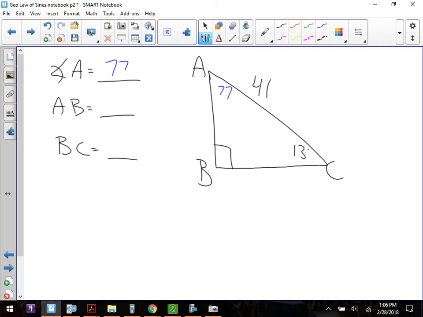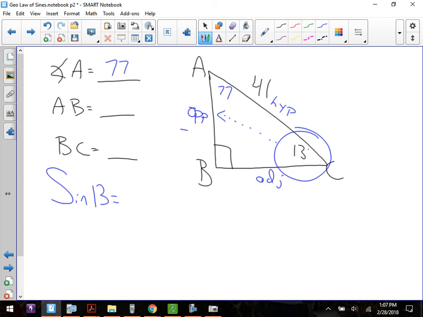Okay. So then I go back to what we know. Circle the angle that you're given. That side there is mine. 41 is mine. Process of elimination. So if I'm going to find my opposite first, what trig function is opposites and hypotenuse? Sine. So sine of 13 is our opposite, AB, over 41.